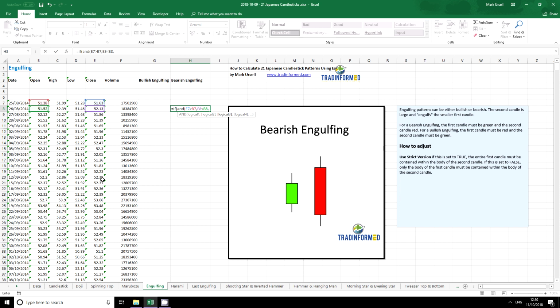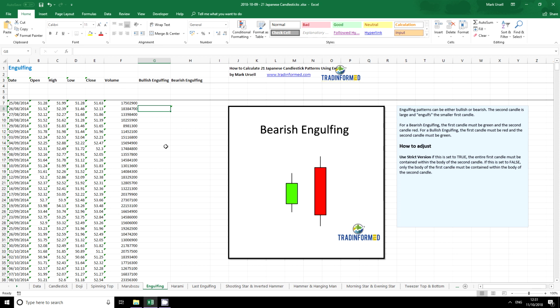The next thing we need to ensure is that the entire candle fits within the body of the second candle. So the way we do this is to make sure that the high point of the first candle is lower than the open of the second candle, and that the low point of the first candle is greater than the close of the second candle. Close the bracket. If this is met, we type the text bearish engulfing, and if not, we do nothing.